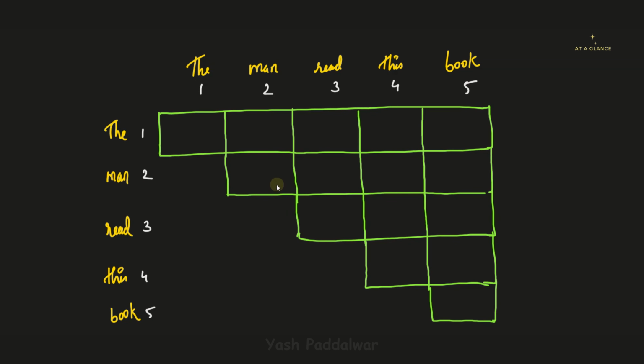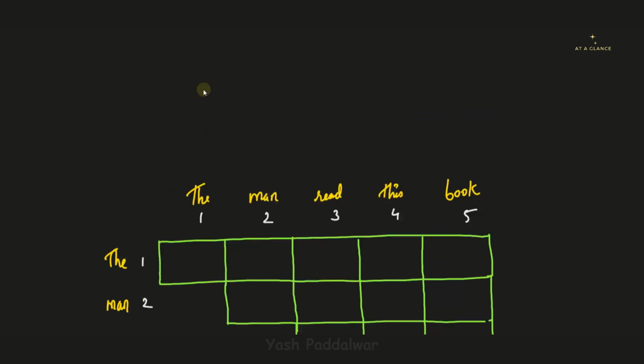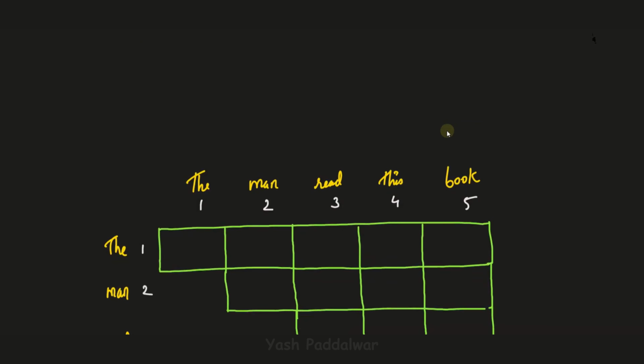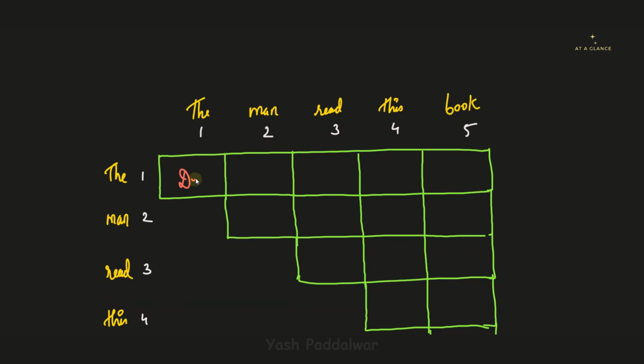Now, the very first thing we need to do to fill this entire table is to fill the diagonal elements first. Just focus on this diagonal part. If you look at this location, the location is 1, comma 1. The word here is the. In the grammar rules, we need to look for a rule where the word the is present. Here, you can see this word comes as a determiner. So in place of this cell, we have to write determiner.